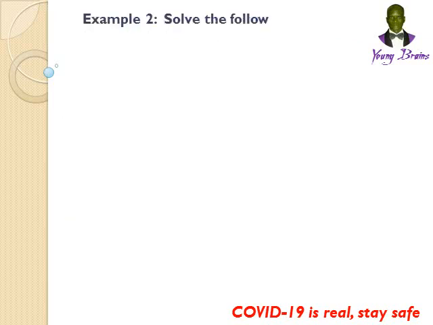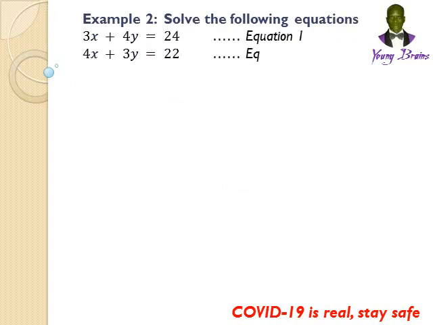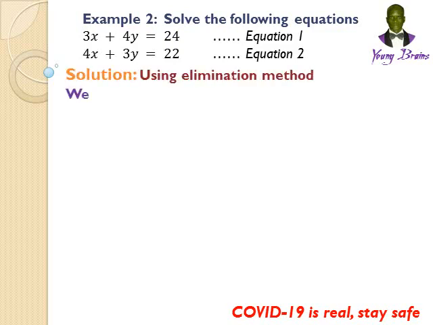Example 2. Solve the following equations. 3x plus 4y equals 24, equation 1. 4x plus 3y equals 22, equation 2. We are still using elimination method, and if we are going to eliminate y, we need some little adjustment.